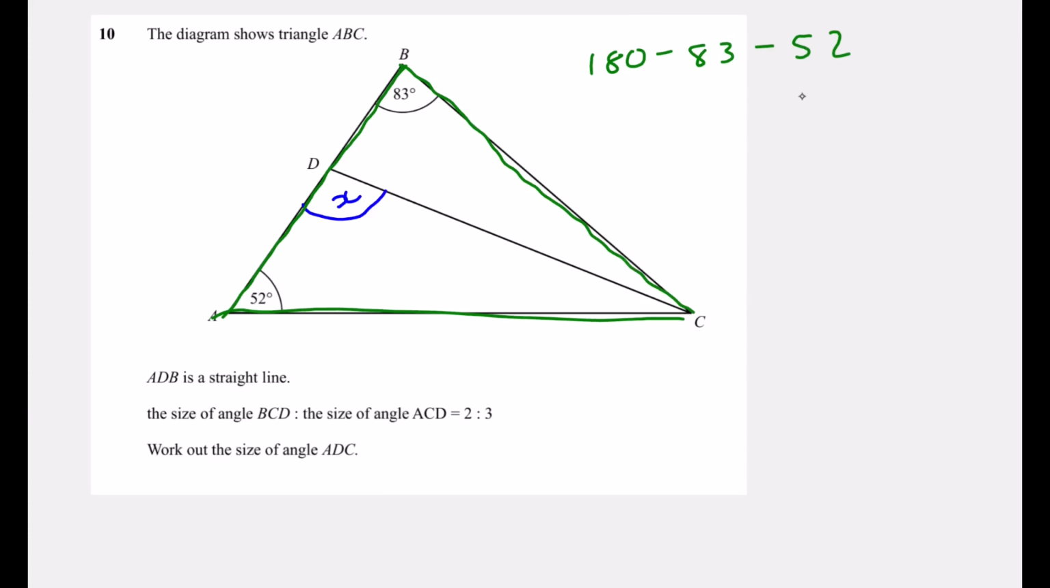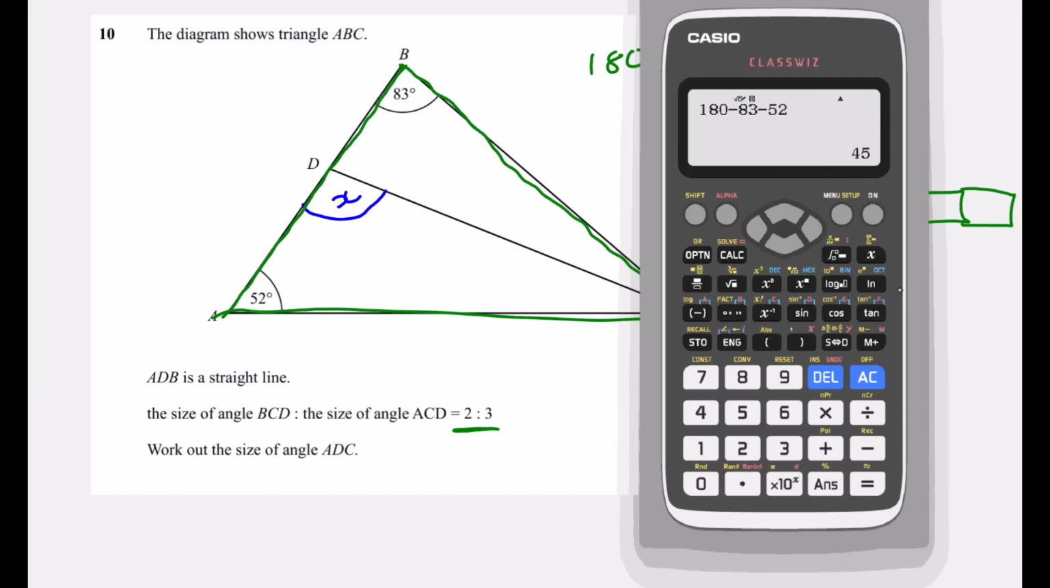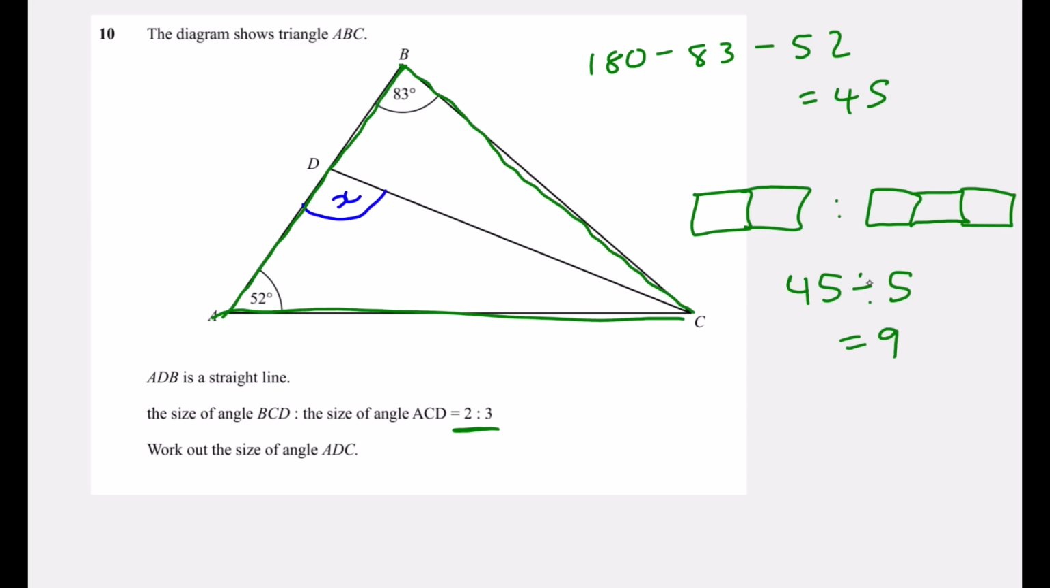That's 45. So these two angles here add up to 45. We've got to share them in the ratio 2 to 3. So 2 parts to 3 parts. So there's 5 parts in total. Divide by 5. That's 9. So each one's 9. So we've got 18 and 27.